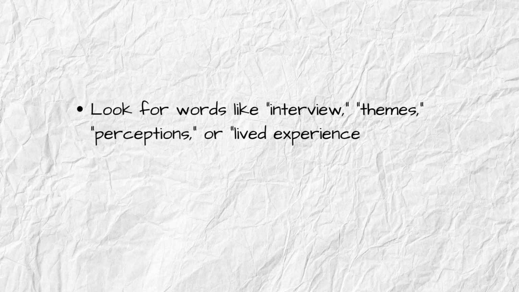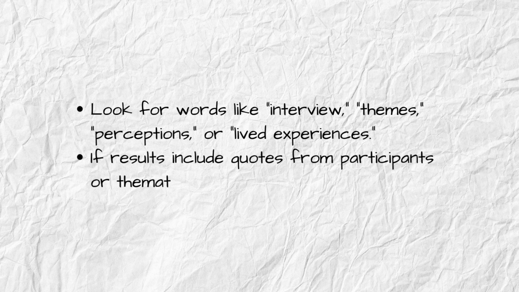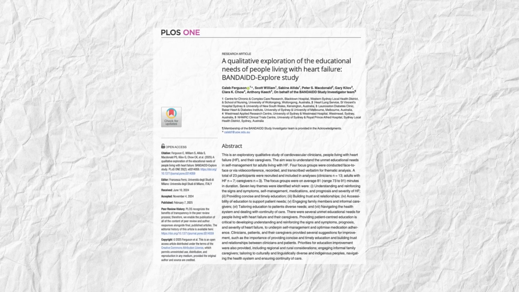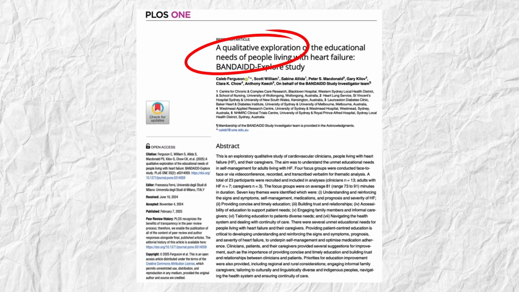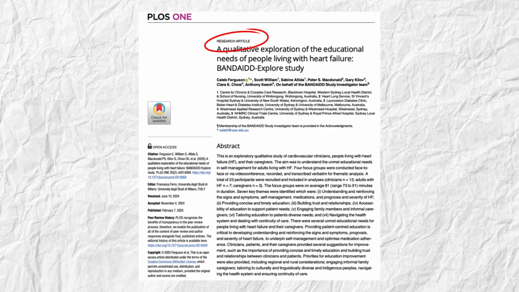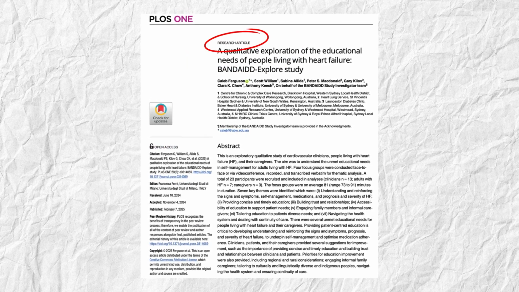So, how do you identify qualitative research in a published study? Look for words like interview, themes, perceptions, or lived experiences. If results include quotes from participants or thematic analysis, it's qualitative. Other clues to look for include the title and abstract clearly stating it was a qualitative study. Also, the top of the article states it was a research article. This is a single study reported by the researchers who completed the study, so it is primary research.